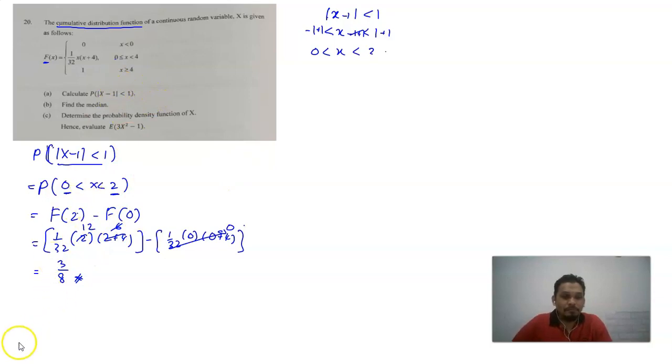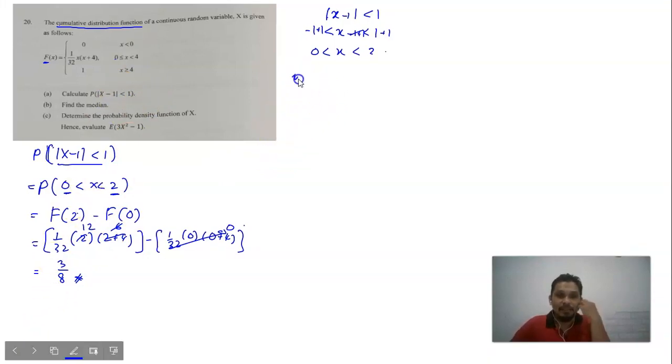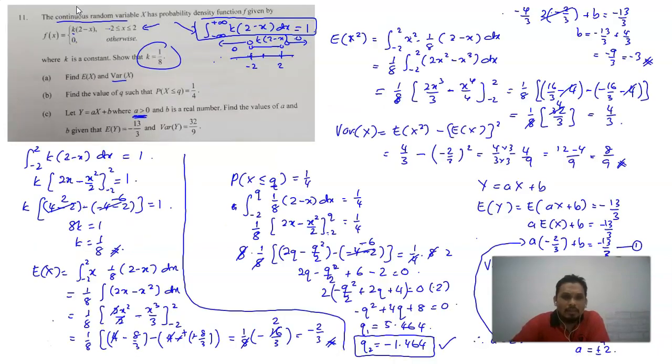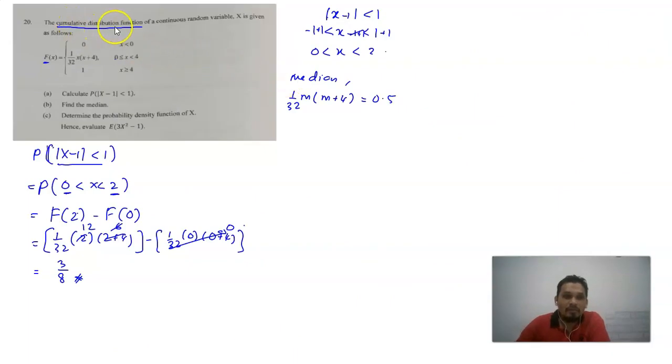Find the median. For the median, there is only one function here, so we substitute x with m: 1 over 32 times m times m plus 4 equals 0.5. We treat this differently because the function given here is a cumulative distribution function. If given a probability density function of a continuous random variable, then we would integrate. But since given here is the cumulative distribution function, we work with this equation.